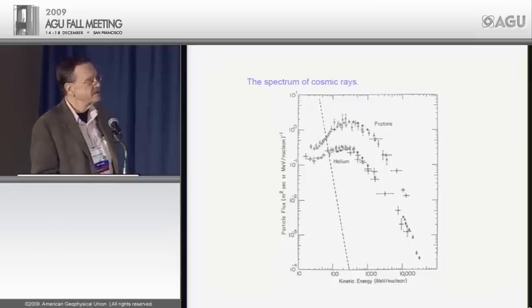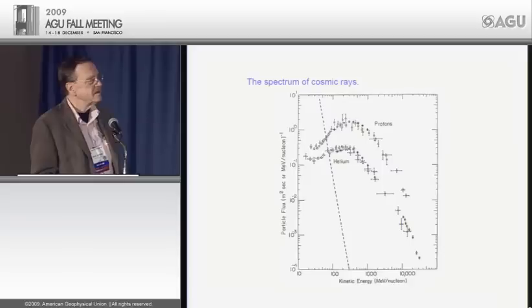This is the cosmic ray intensity seen outside of the Earth's magnetosphere, and this entire turnover at low energies is what we call solar modulation of galactic cosmic rays caused by the solar wind flowing out from the sun.